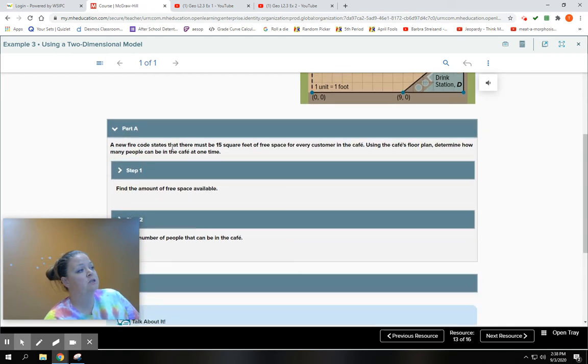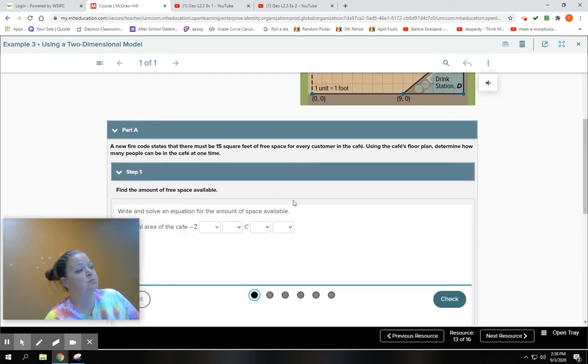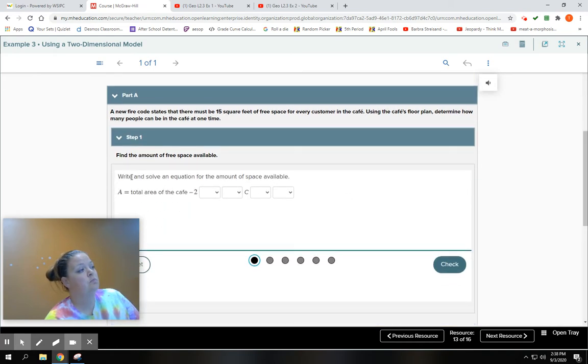A new fire code states that there must be 15 square feet of free space for every customer in the cafe. Using the cafe's floor plan, determine how many people can be in the cafe at one time. So we want to find the amount of free space available. Write and solve an equation for the amount of space available.